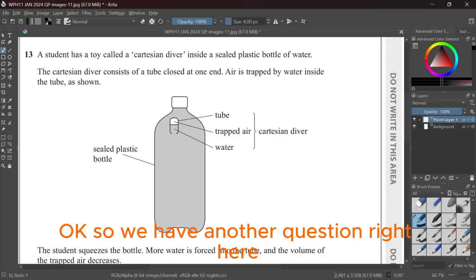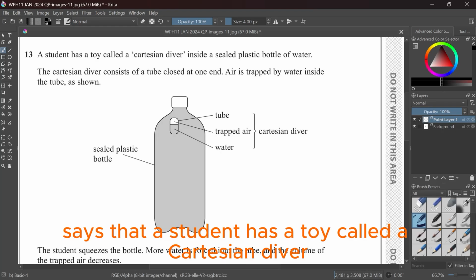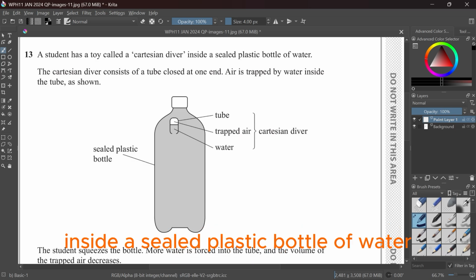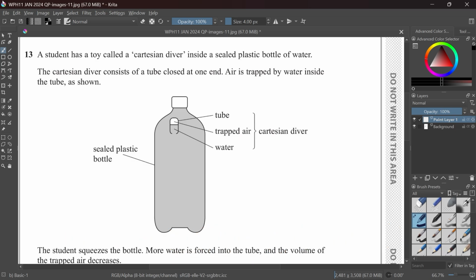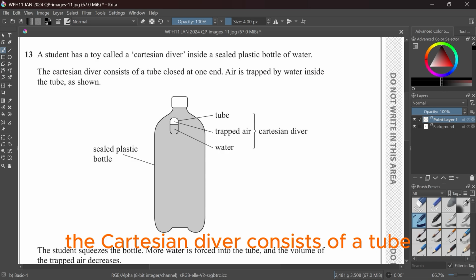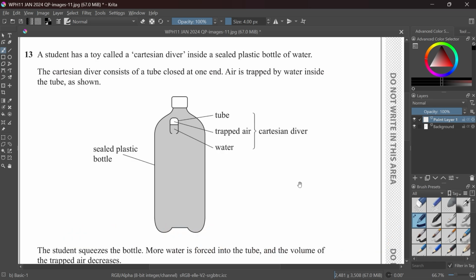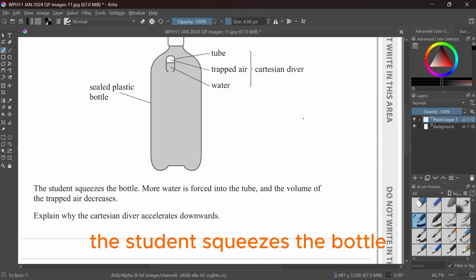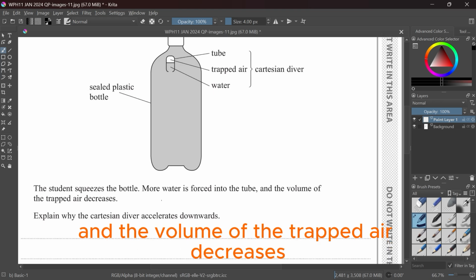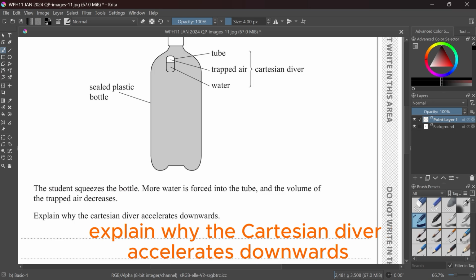Okay, so we have another question right here. It basically says that a student has a toy called a Cartesian diver inside a sealed plastic bottle of water. The Cartesian diver consists of a tube closed at one end. Air is trapped by the water inside the tube as shown. The student squeezes the bottle, more water is forced into the tube, and the volume of the trapped air decreases. Explain why the Cartesian diver accelerates downwards.